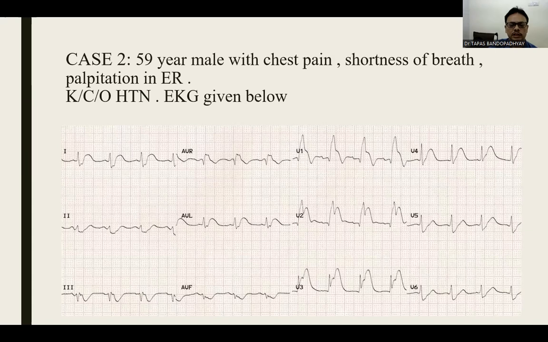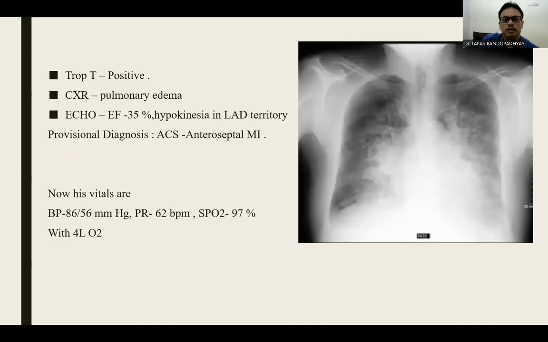So you can see that there is hyperacute T and ST segment elevation in the chest leads, starting from V1 to V4, V5. So this is a case of acute myocardial infarction involving the anterior wall, and troponin T was positive. Chest X-ray showed this type of picture. So you can jolly well understand that there is pulmonary edema.